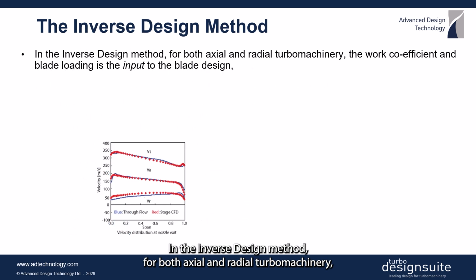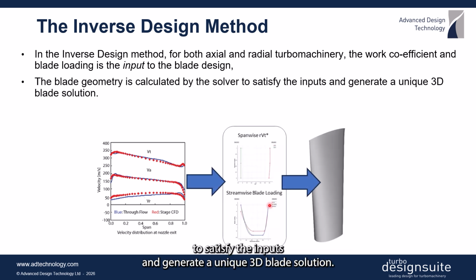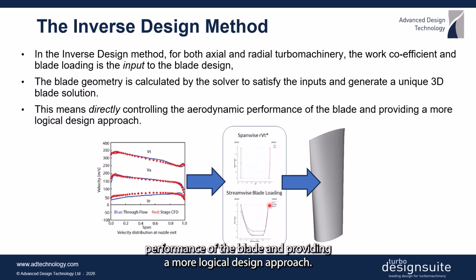In the inverse design method, for both axial and radial turbomachinery, the work coefficient and blade loading is the input to the blade design. The blade geometry is calculated by the solver to satisfy the inputs and generate a unique 3D blade solution. This means directly controlling the aerodynamic performance of the blade and providing a more logical design approach.